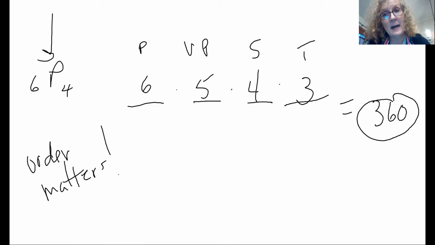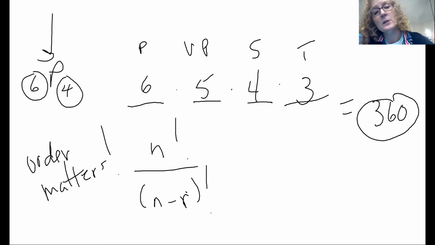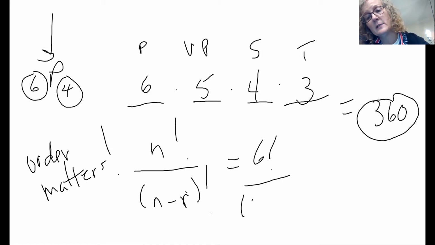The order matters. Now, so let's talk about that little formula that you learned in the video. The formula that you learned in the video for a permutation is n factorial over n minus r factorial. This is n and this is r. So the n factorial, that's going to be 6 factorial divided by 6 minus 4 factorial. So that's going to be 6 factorial divided by 2 factorial.